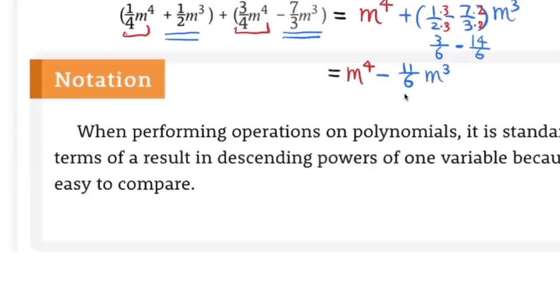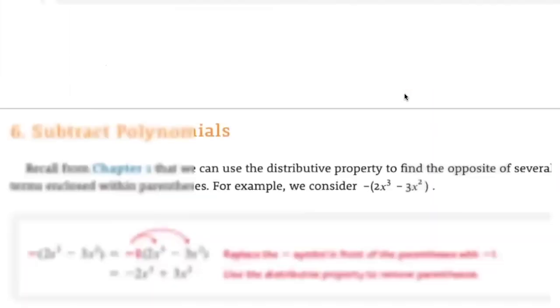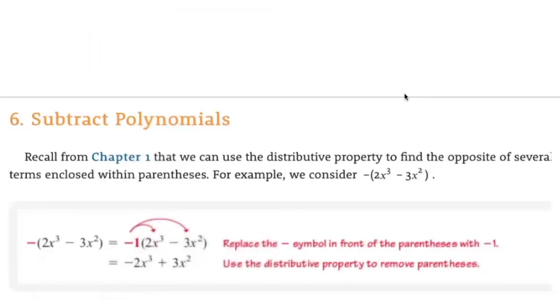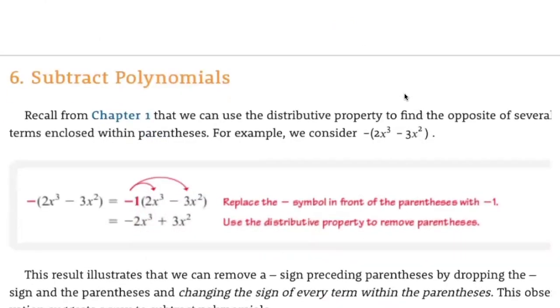Okay, the next one, subtracting polynomials. So this one here, the next one, we subtract polynomials. Now notice that when you have this minus sign in front, you can think about it as -1 times this whole expression inside the parentheses. So you can distribute this negative sign inside.